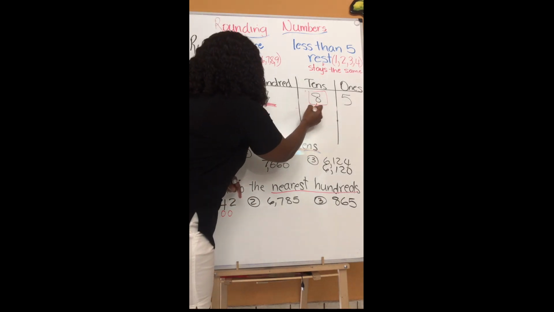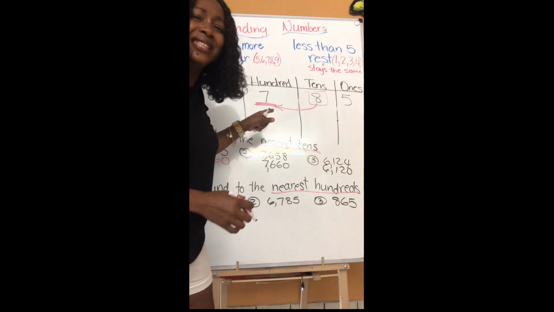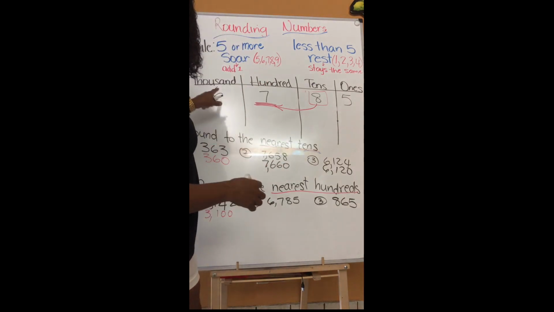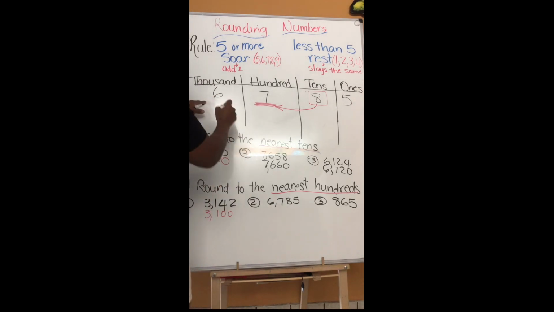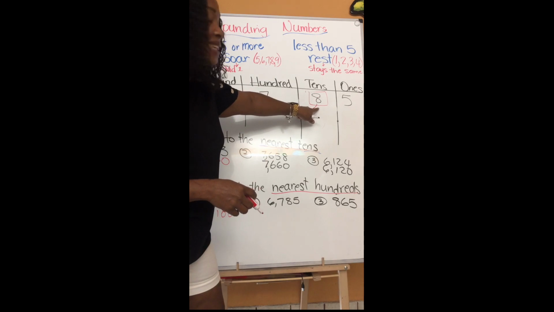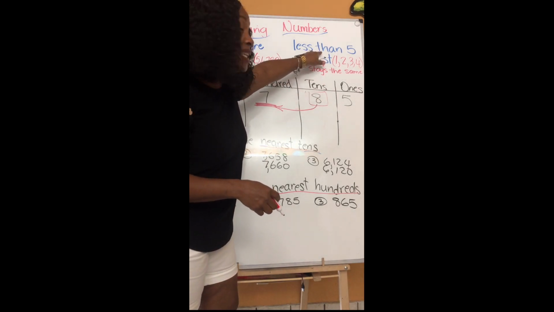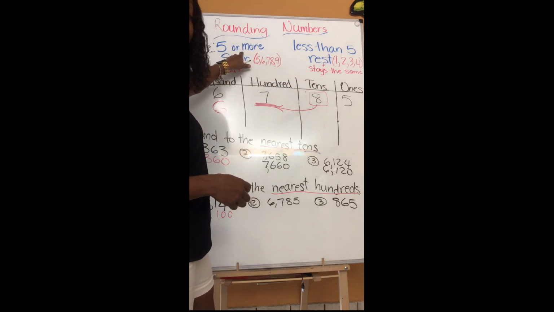Now, this bossy neighbor gets to dictate to the 7. It gets to tell the 7 what to do. But remember, everything to the left will stay the same, so we can write our 6 already. Now, this is 8. Where would we find 8? Would we find it over less than 5, or would we find it at 5 or more?